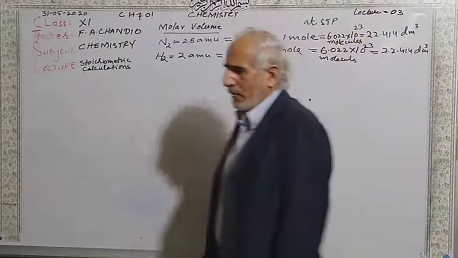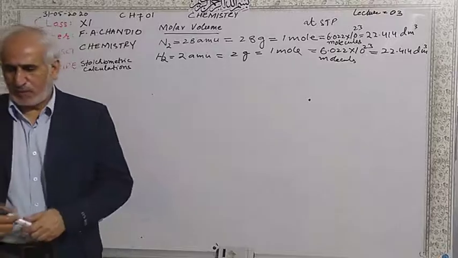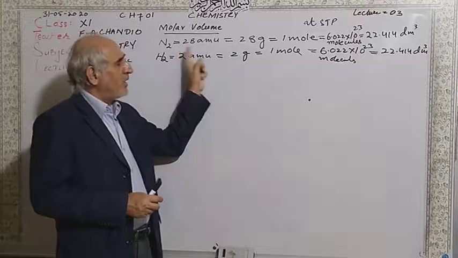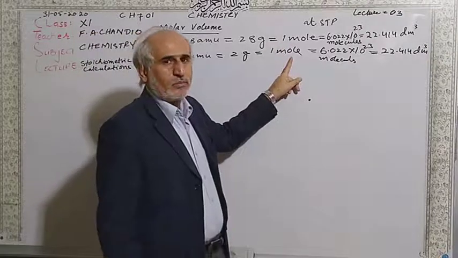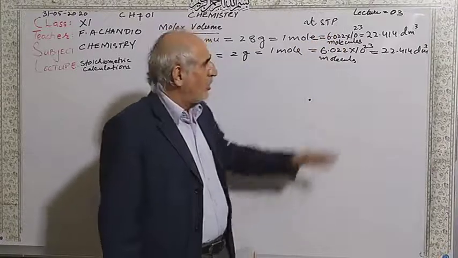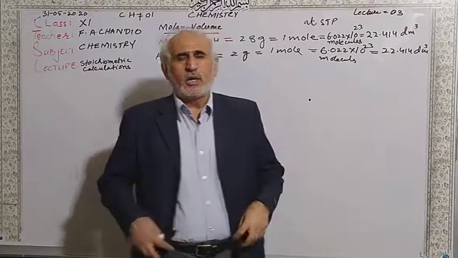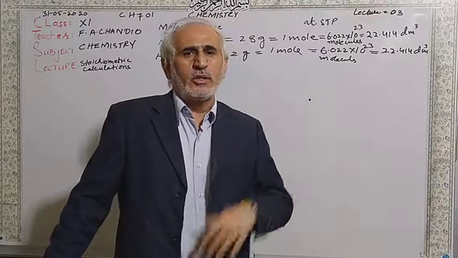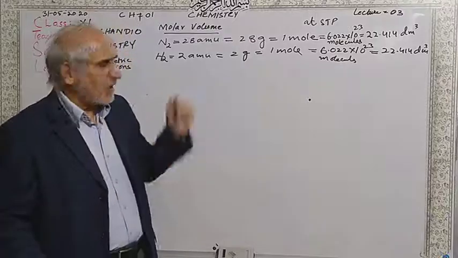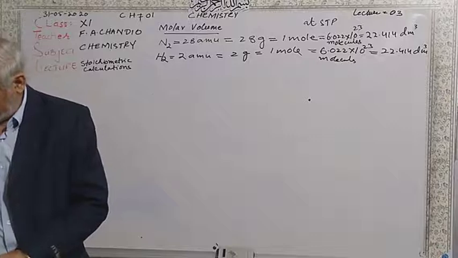So again, I am telling you that the molar volume is defined as the volume occupied by 1 mole of the gas at standard temperature and pressure, which is 22.414 decimeter cube. You can convert into meter cube by dividing by 1000. You can convert into centimeter cube by multiplying by 1000. So this is called molar volume. Now the question is here.